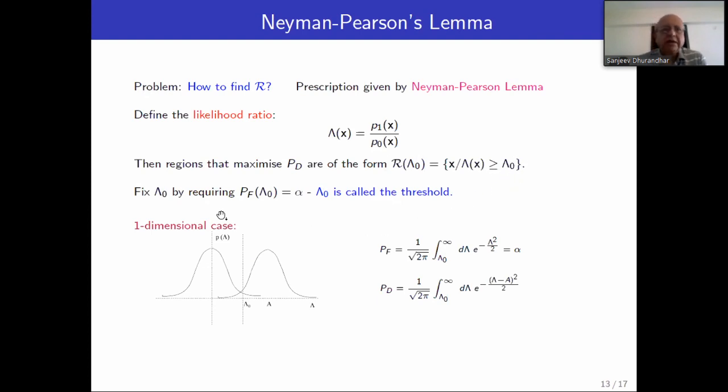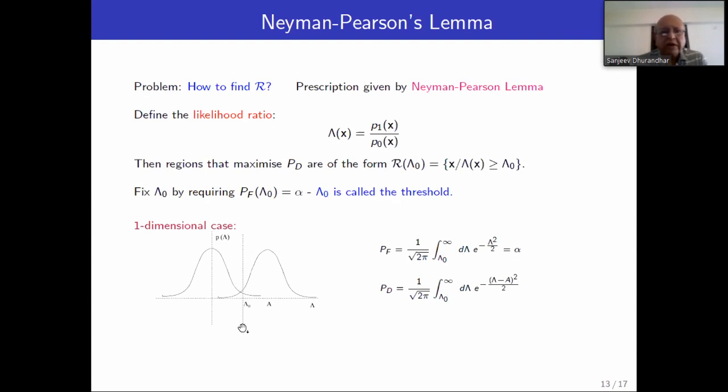So just to understand, let us do it for a one dimensional case. The first thing is you have to fix lambda naught. You must fix lambda naught high enough that your PF is small. So this is P0(x), and you integrate P0(x) so that PF, alpha, is small.